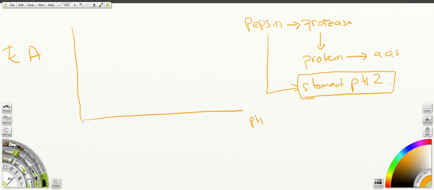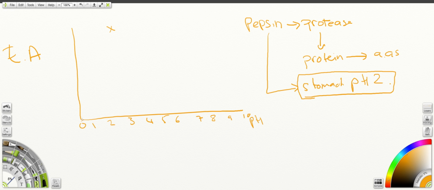So if I put the pH scale here, 0, 1, 2, 3, 4, 5, 6, 7, 8, 9, 10, it'll go up to 14. That's what alkali is. This is pH 7, which is neutral. This is all acidic, up to 6. So the enzyme's maximum activity will be at pH 2 because that's what it's adapted to deal with. So I'm going to put a cross there.